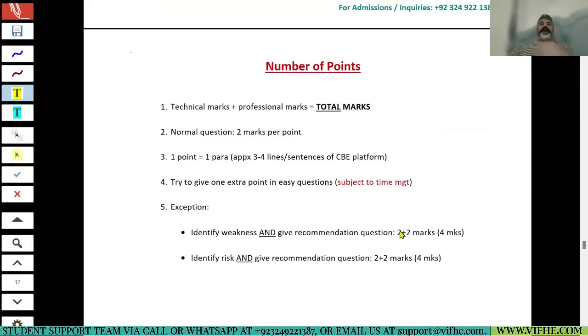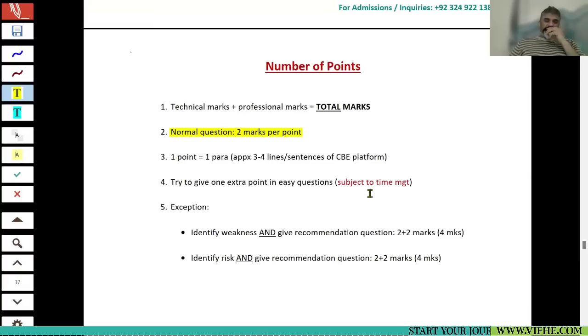The third aspect of exam technique is to decide the number of points. How many points are we supposed to write? It all depends on the marks. Normally I follow this rule: a well-drafted point carries 2 marks. So if the question is worth 10 marks, how many points should we give? 5. 10 divided by 2 is 5. We should give 5 paragraphs or 5 points.